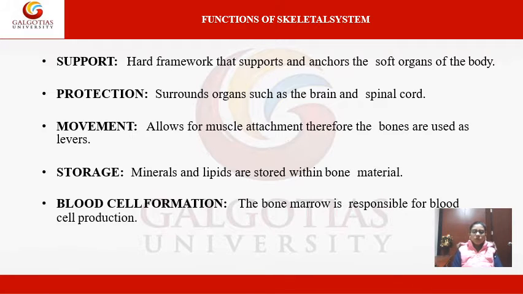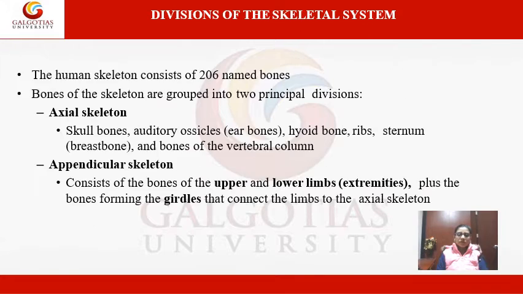Next is movement. It allows attachment of particular muscles. Bones are used as levers, which means they provide full support for the movement of the muscle. Fourth one is storage. Minerals and lipids are stored within the bone material. Fifth one is blood cell formation. The bone marrow is responsible for blood cell production.